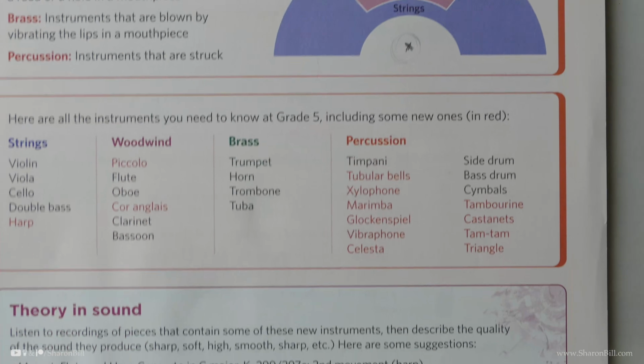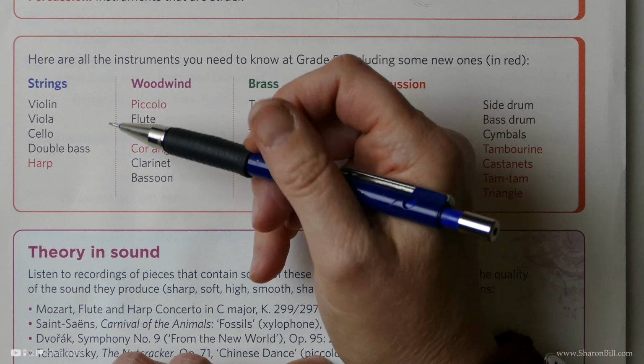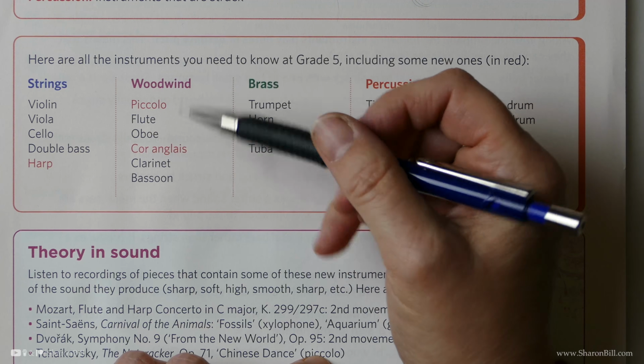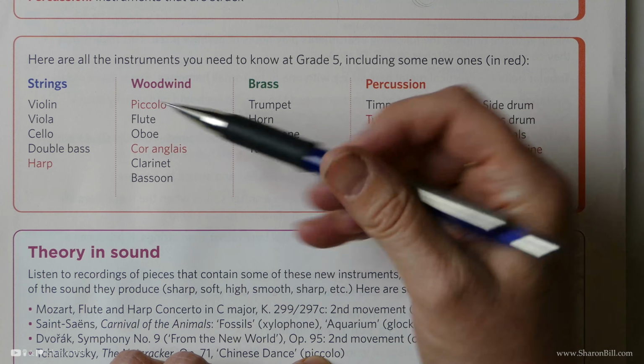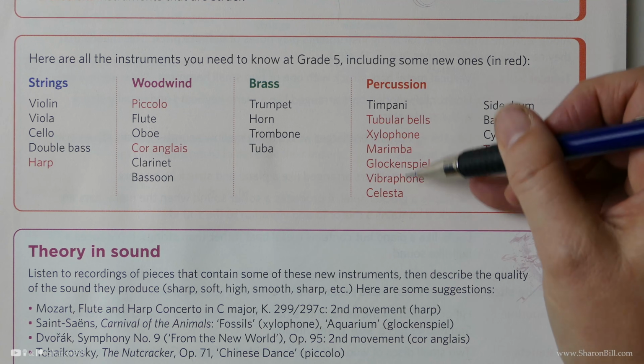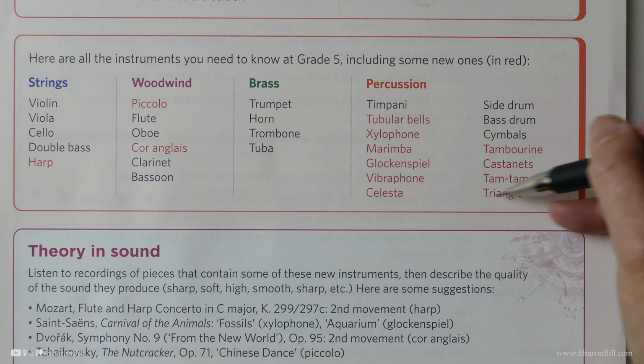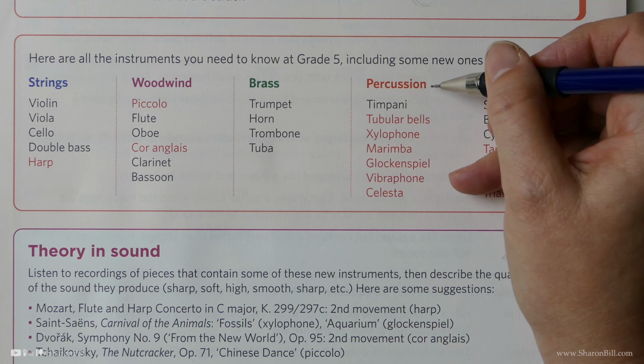Some of these, most of these, have been dealt with in grade 4. However, in grade 5, we now have some new additions which are marked in red. Most of that is going to be in the percussion section, so we're going to have a little bit of a revision session on lots of these percussion instruments.